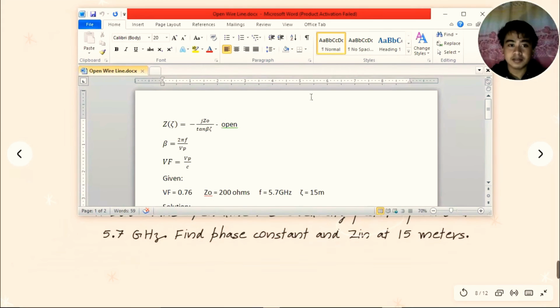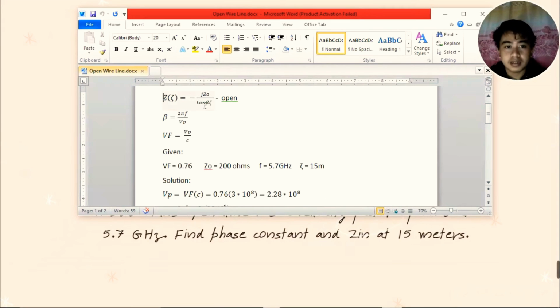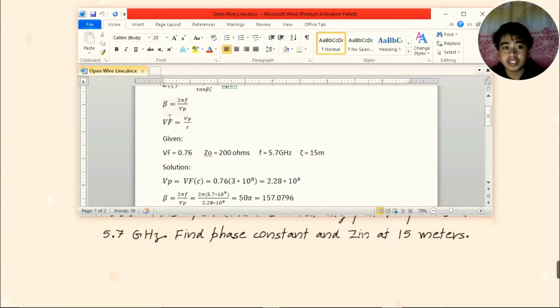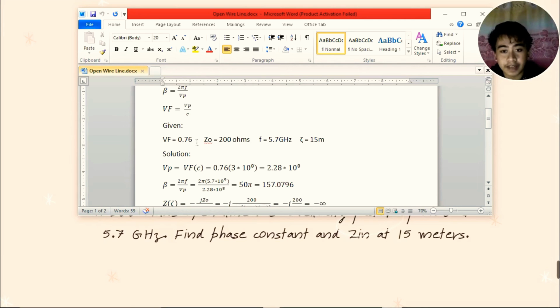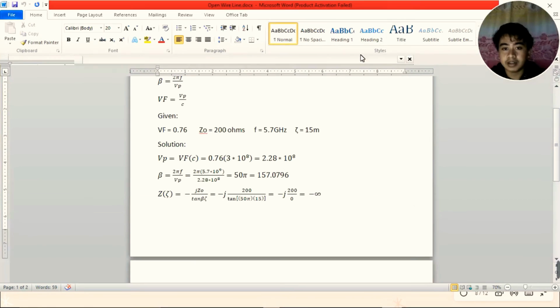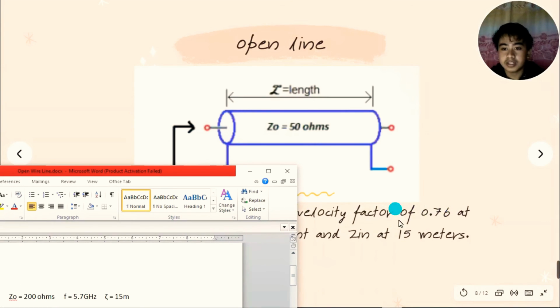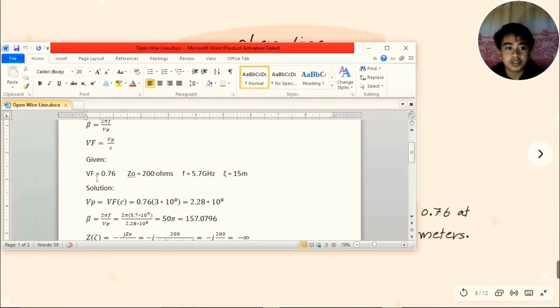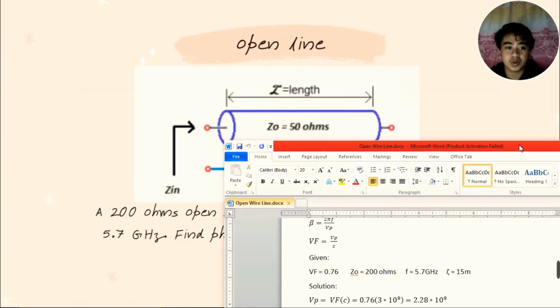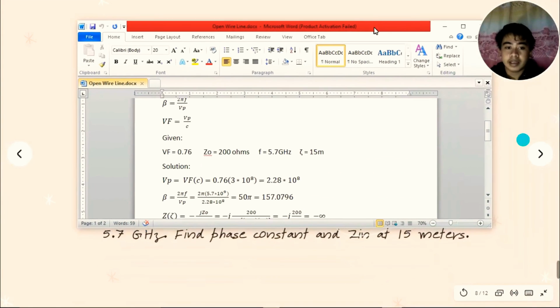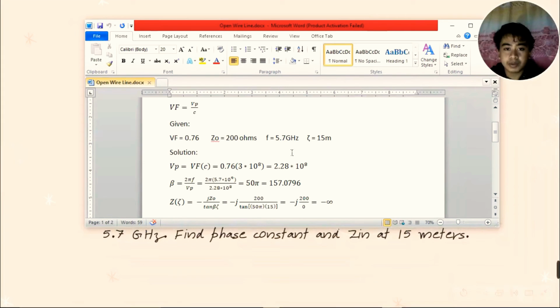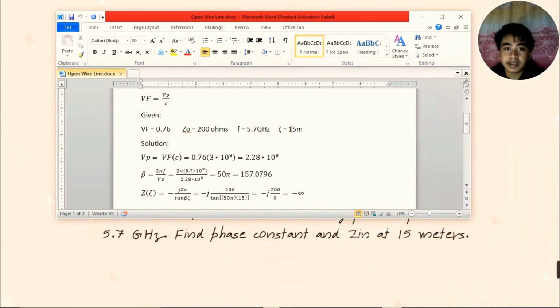Right here, as you can see, this is the formula for our open line, formula for our beta, formula for our velocity factor. Our given velocity factor is 0.76, our ZO is 200 ohms, our frequency is 5.7 gigahertz, and the length is 15 meters.